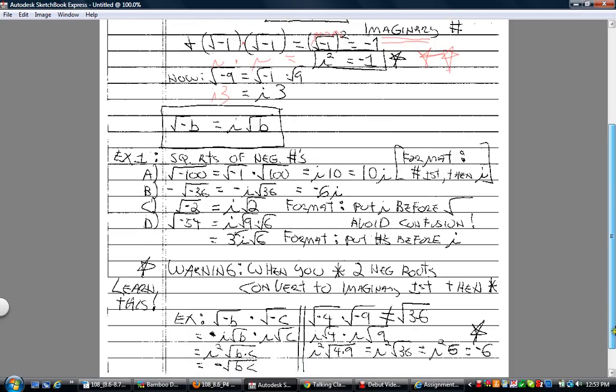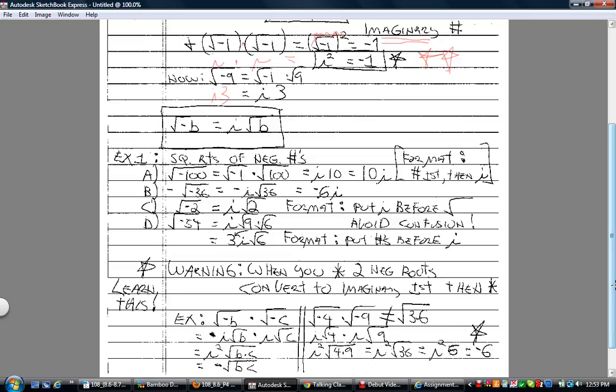We've got a couple examples to try. Square root of negative 100. Again, you can see all this extra work, but do you really need to do all that? You're now learning quickly: see the square root of a negative number, boom.